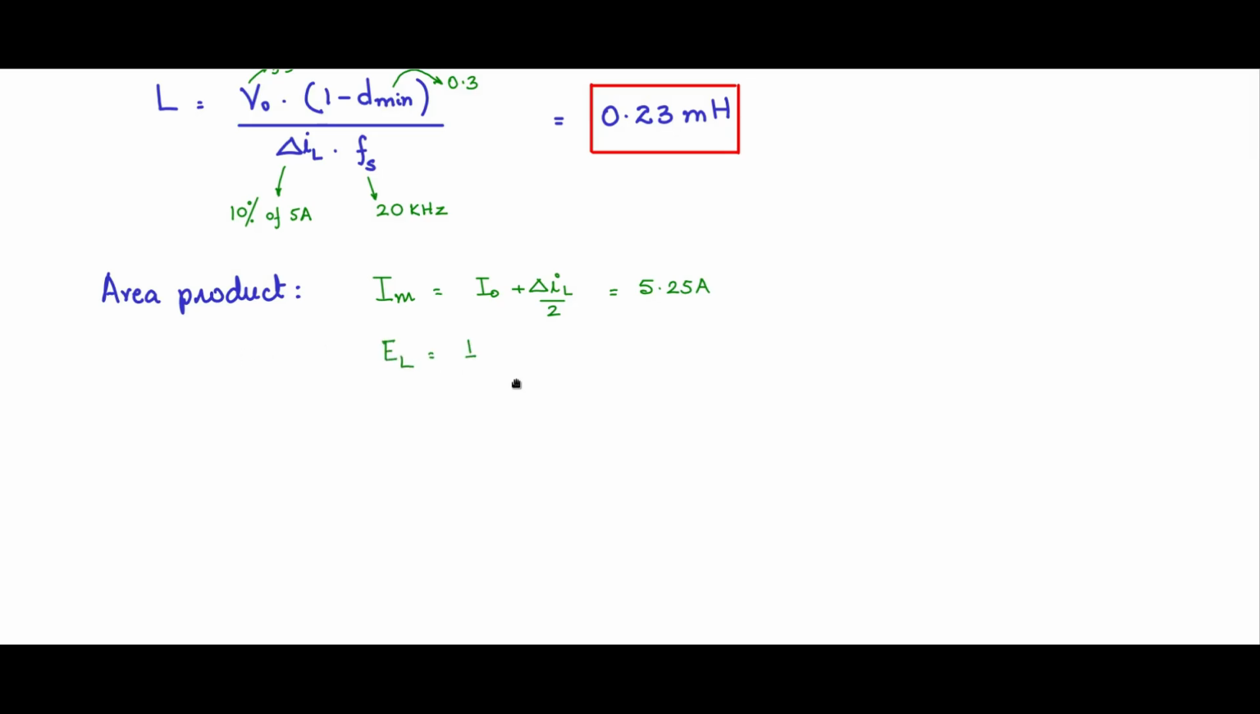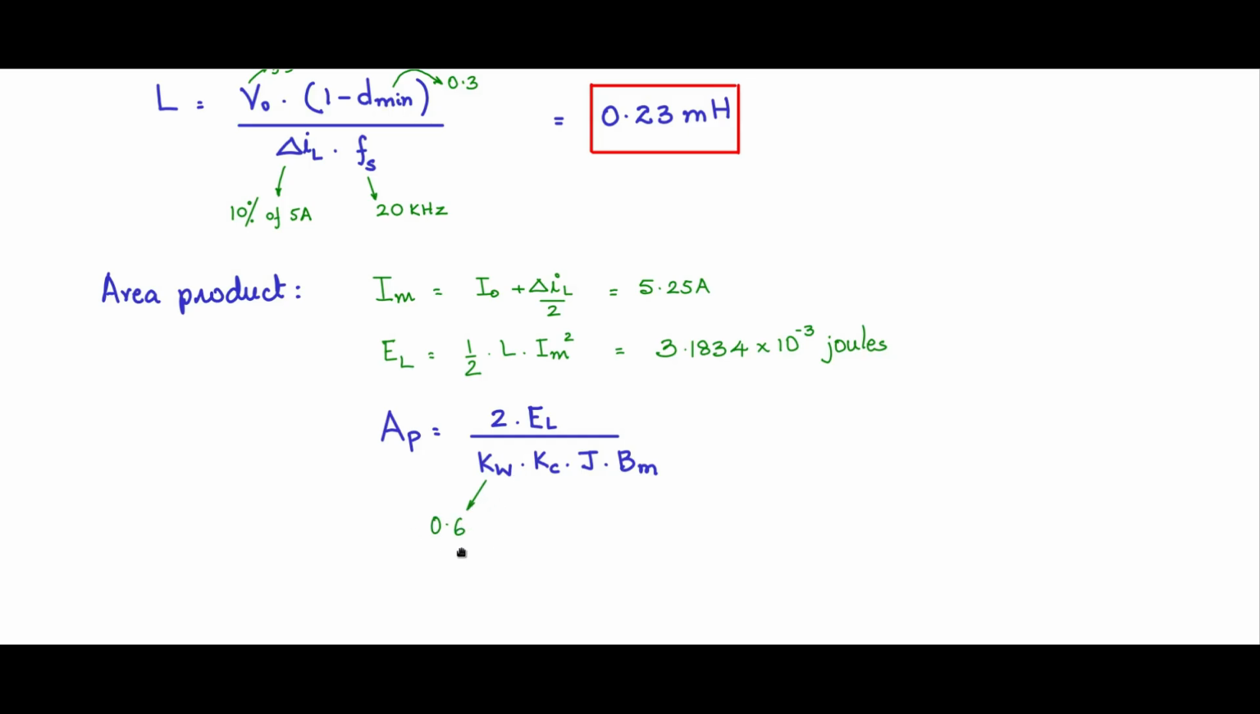Then the energy in the inductor at peak current will be half L Im square, which will turn out to be 3.1834 into 10 to the power of minus 3 joules. And now the area product can be calculated: 2EL divided by KW, KC, J, Bm. We know all the values here. I am going to take KW as 0.6.